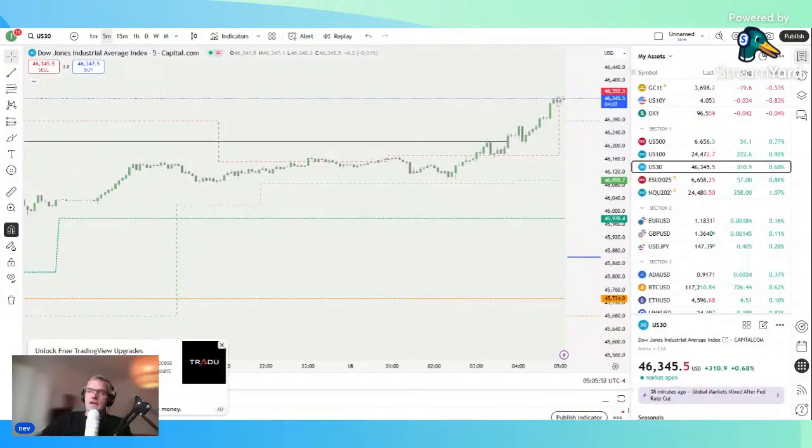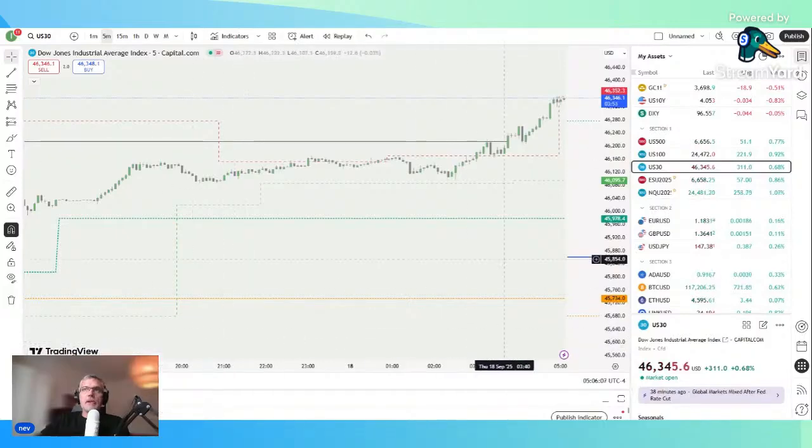Okay, welcome back. It's Thursday, September the 18th, 2025, and we're currently looking at my TradingView screen. In a little while, I'll take you over to the actual TopStep XFA. Let's just get rid of this advert.